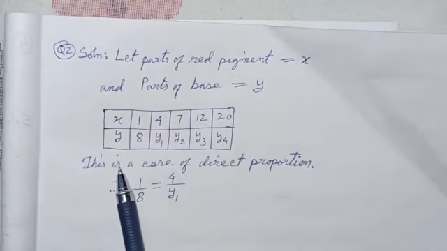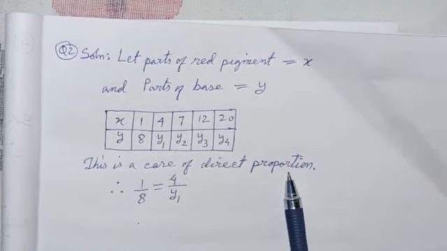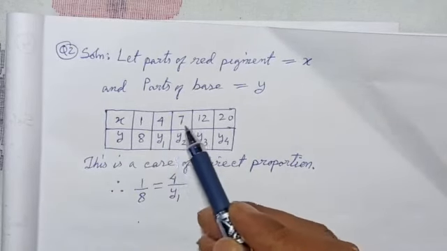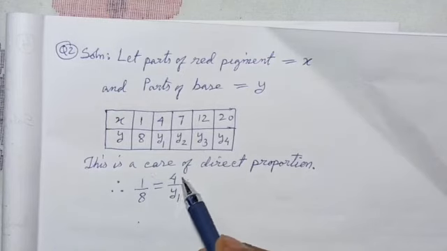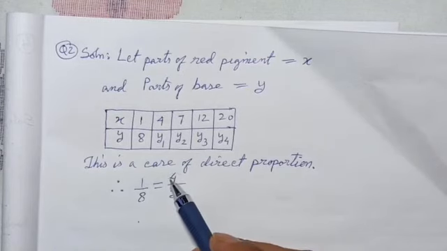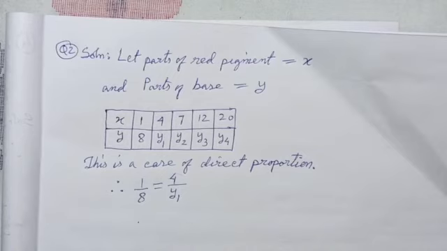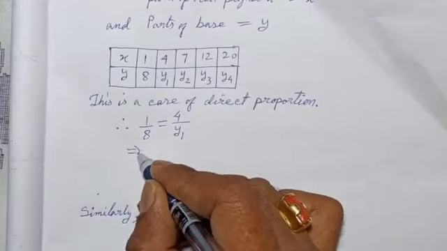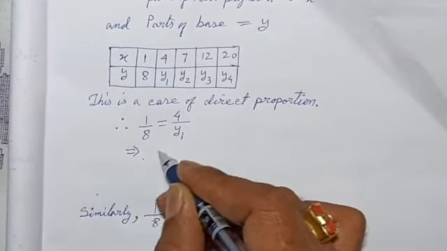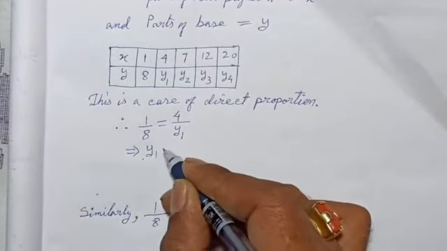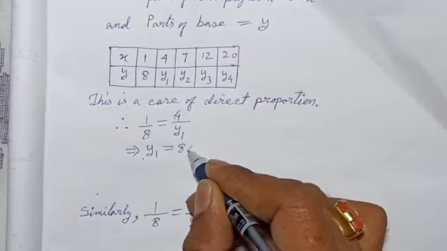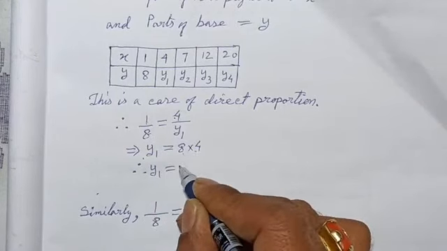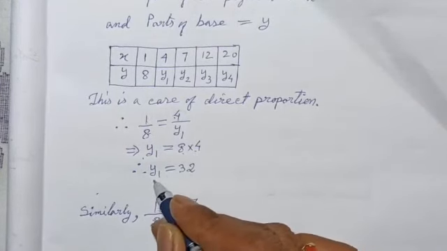Now this is a case of direct proportion. Therefore, 1 by 8 will be equal to 4 by Y1. This is the formula for direct proportion. So now cross multiplication. 1 and Y1 are multiplied, then we get Y1. Now 8 and 4 will multiply, 8 into 4. Therefore, Y1 is equal to 8 times 4, which is 32. So we are getting Y1 is equal to 32.